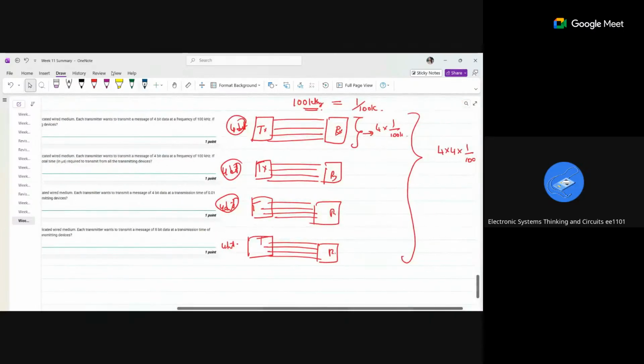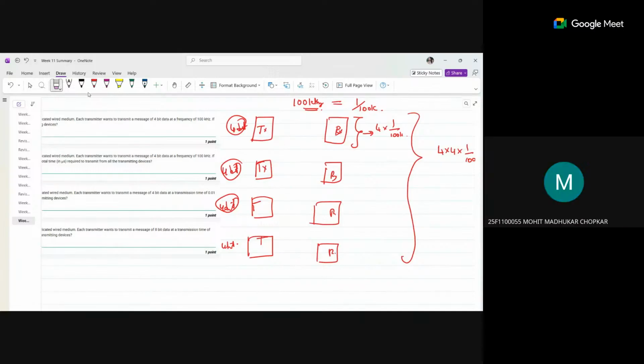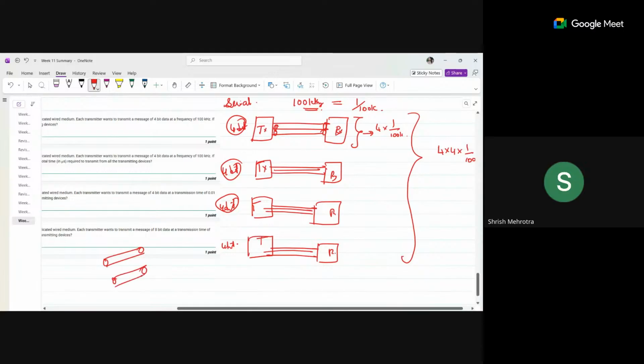Okay. I just drew the diagram wrongly. Here are only 2 wires, no, ma'am. If it is parallel, it is occurring sequentially, no? So only 2 wires are needed. You drew 3 lines to show 2 wires. I think there are 3 wires. Okay, there are 2 wires. So there should be not 4 into 1 upon 100K, only 1 upon 100K.